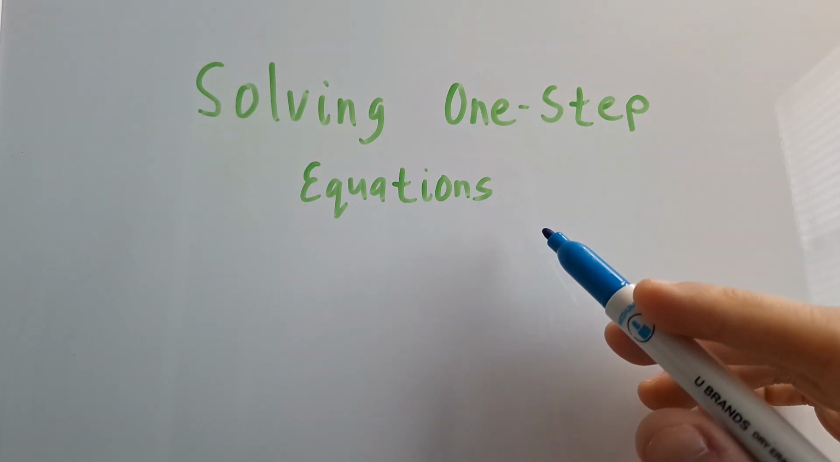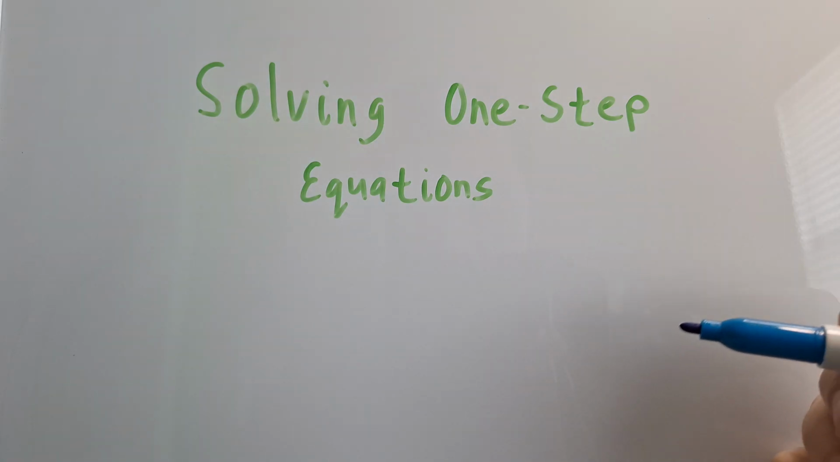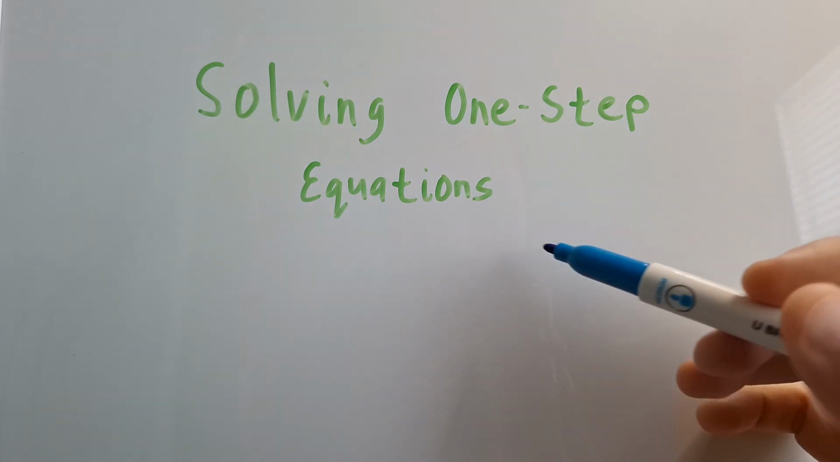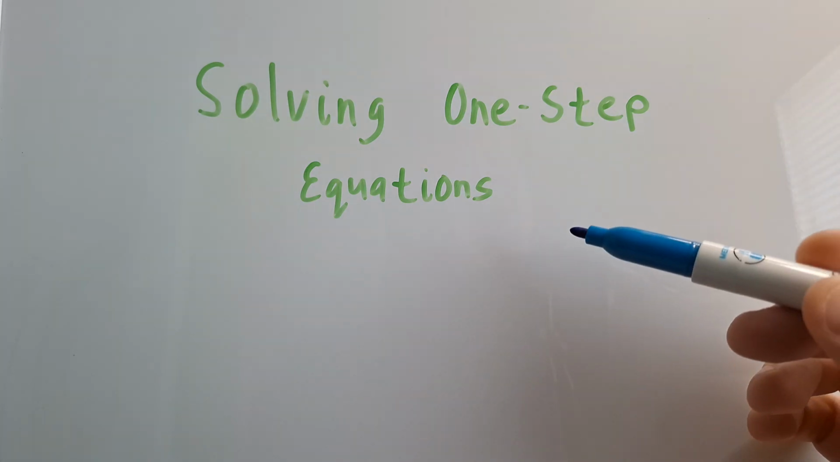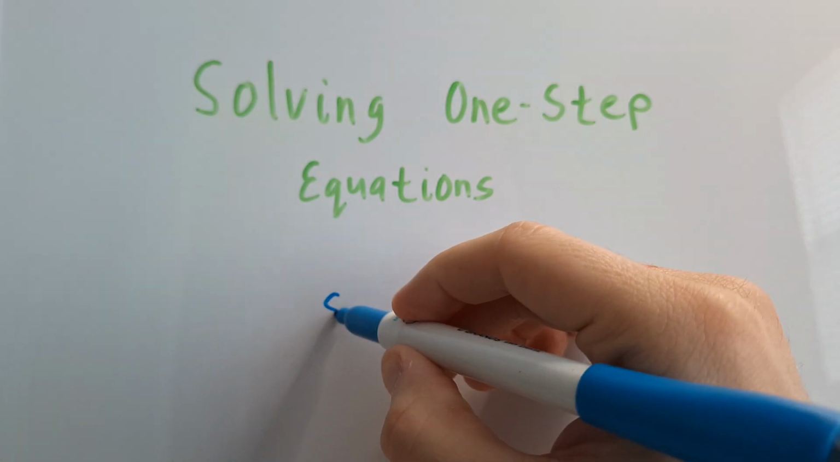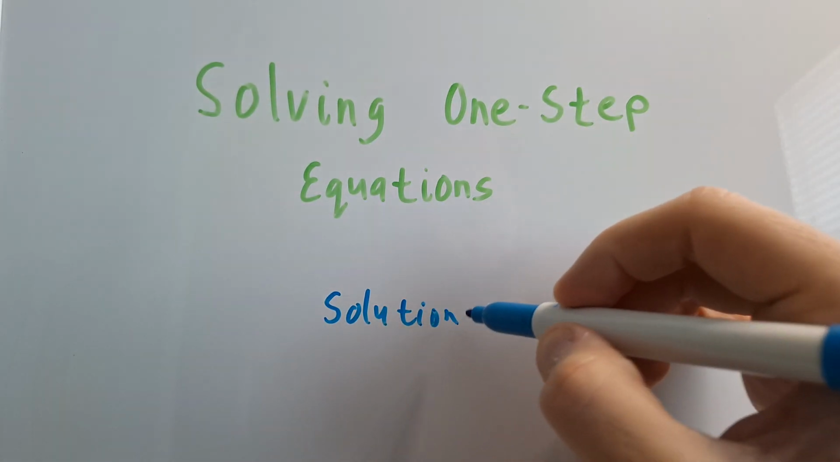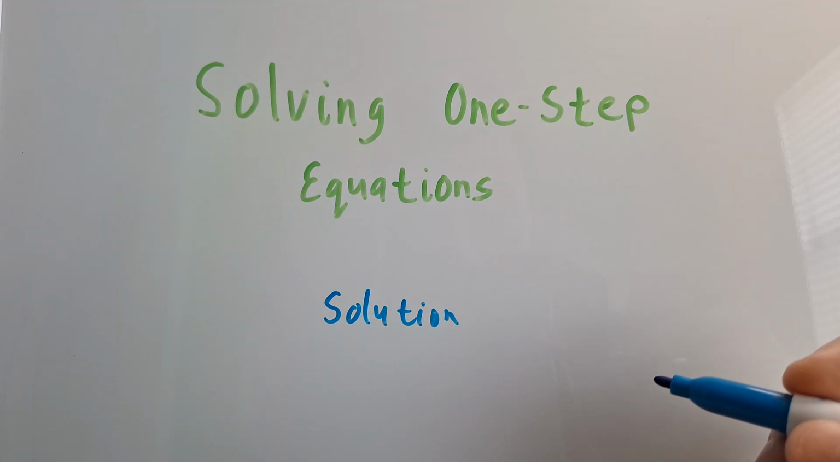To solve an equation that contains a variable, you must find the value or values, because sometimes there's more than one, but for the purpose of these we'll have only one. You must find the values of the variable that make the equation true. We typically refer to that as the solution to that equation.